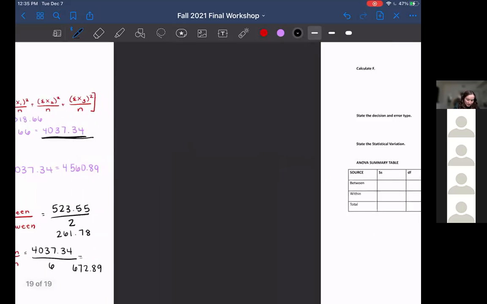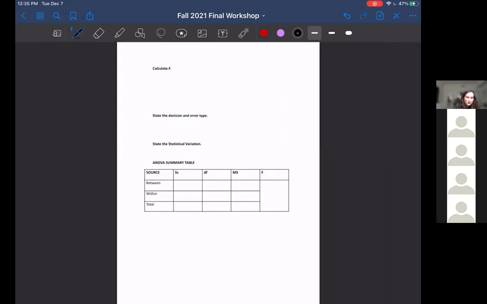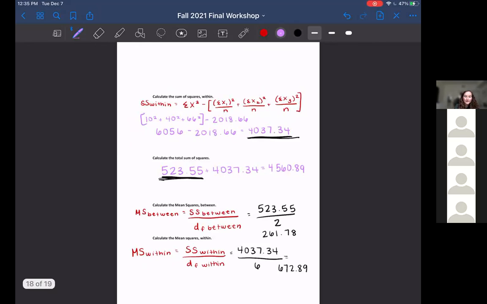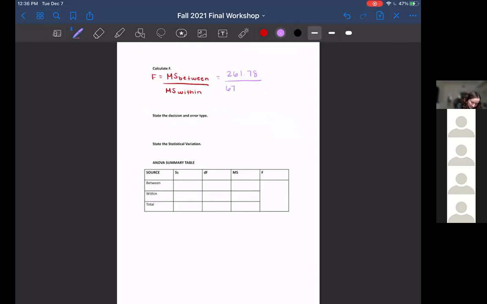No? Okay. So the next thing we need to do is calculate F. So to calculate F, you just do F is equal to MS between divided by MS within. Okay, so we said our MS between was 261.78. And what was our MS within? 672.89. Good, 672.89. So now we just divide those. 261.78 divided by 672.89. So you should get 0.39. Okay, so based off that, we need to make a decision.